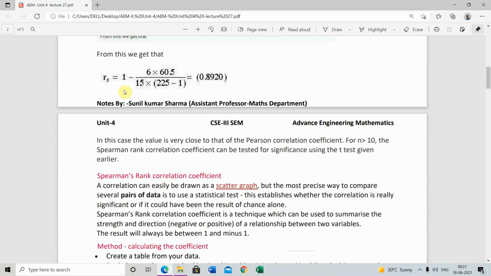From this we get Rs equals 1 minus 6 into 60.5 upon 15 into 225 minus 1, equals 0.8920. In this case, the value is very close to that of the Pearson correlation coefficient for n greater than 10. The Spearman rank correlation coefficient can be tested for significance using the t-test given earlier.